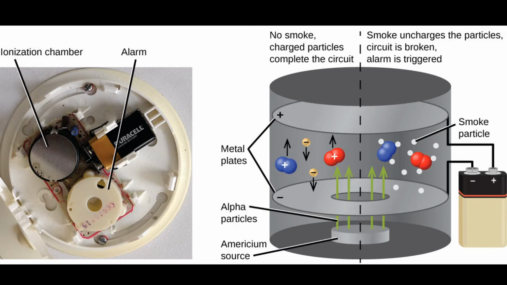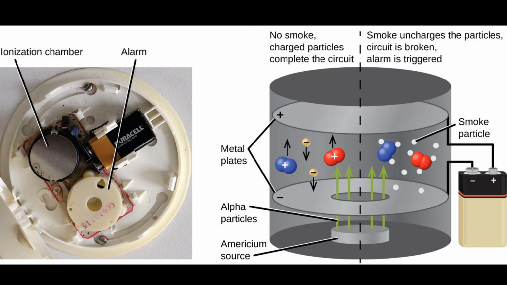Okay, this part is when the smoke just comes out. Smoke uncharges the particles, the circuit is broken, and then the alarm is triggered. This white one is the smoke. They have soot particles to absorb the alpha. So finally, they will trigger the alarm.